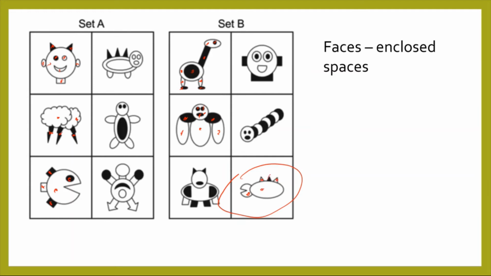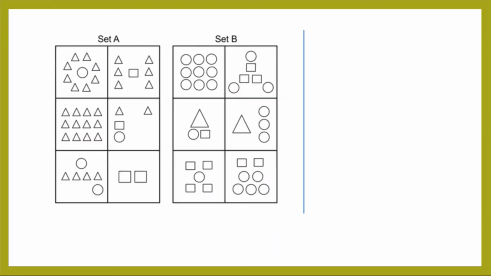So from this, the rule I can identify is that for set A, there's always 3 black shaded areas and the unshaded areas is even, and for set B, there's 4 unshaded areas and the shaded areas is always odd. So whenever you see faces, just think of enclosed spaces.